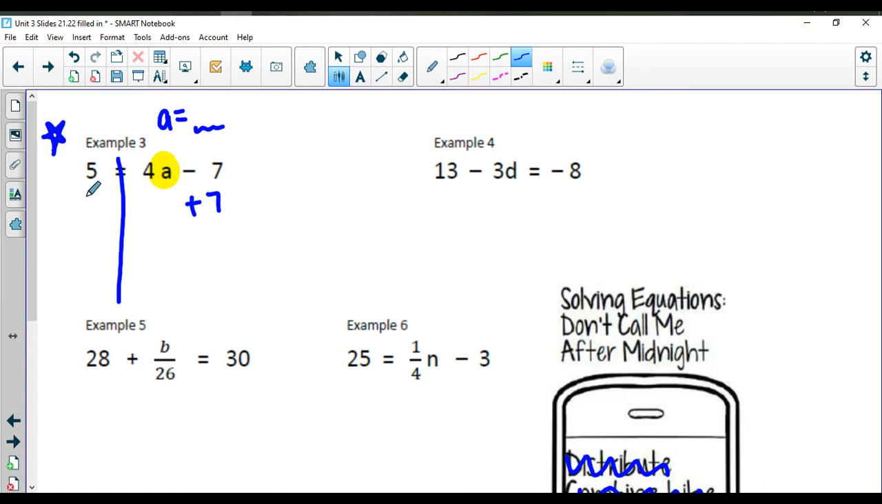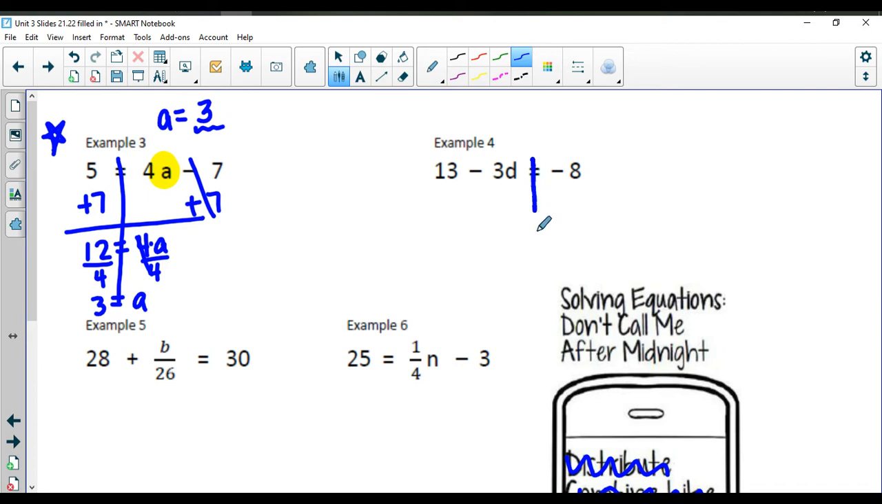So add 7 to both sides undoes the subtraction. 5 plus 7 is 12. Equal sign. My 4a comes down because these are canceled now. 4 times a, so I'm going to divide by 4, cancels. A equals 3. So in your answer, you would have written in a equals 3.